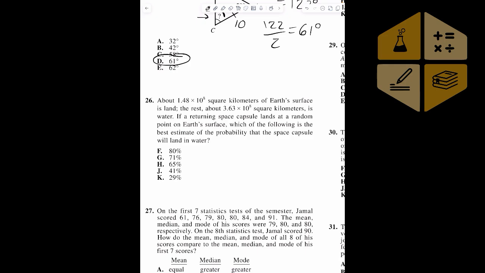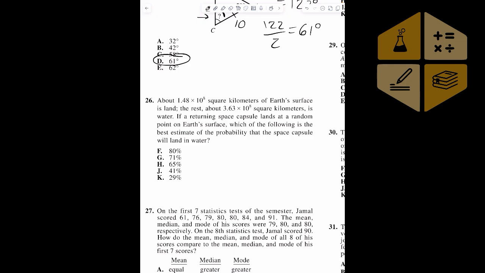So which of the following is the best estimate of the probability the capsule will land in water? So what we need, of course, is the amount of square kilometers in water divided by the square kilometers of the Earth as a whole, okay? Or land plus water. So water divided by land plus water.